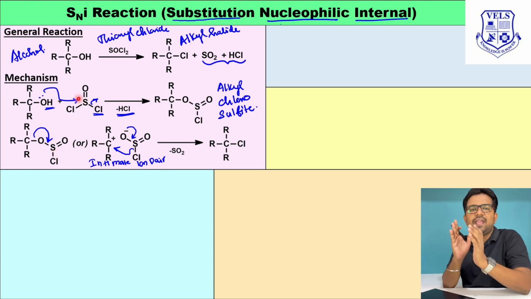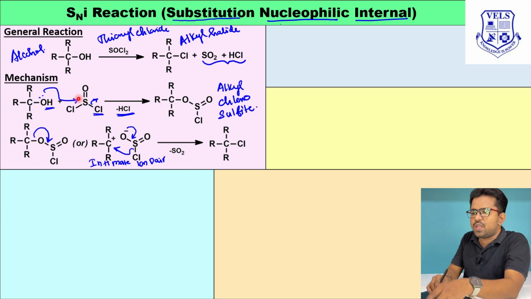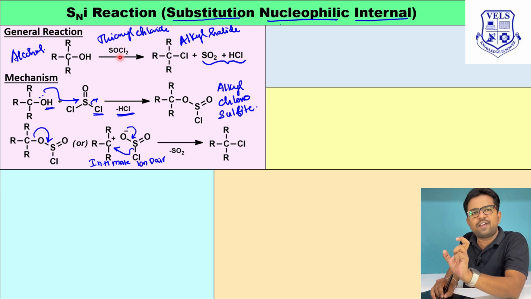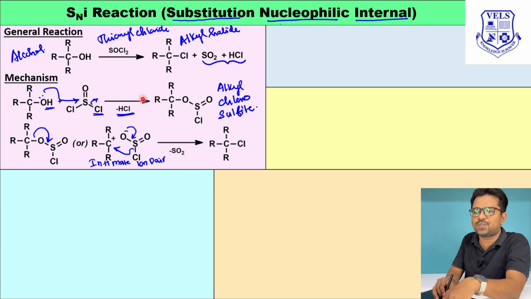You are not adding any Cl minus containing nucleophile. That means you are not using any chloride ion containing nucleophile, for example sodium chloride or potassium chloride. You are not using that kind of nucleophile. You are using a general reagent, thionyl chloride, which is not capable of giving Cl minus and will not get ionized into Cl minus. So that Cl minus nucleophile is generated in situ within the molecule. That means the nucleophile is generated internally. That is why we call this reaction the SNi reaction.